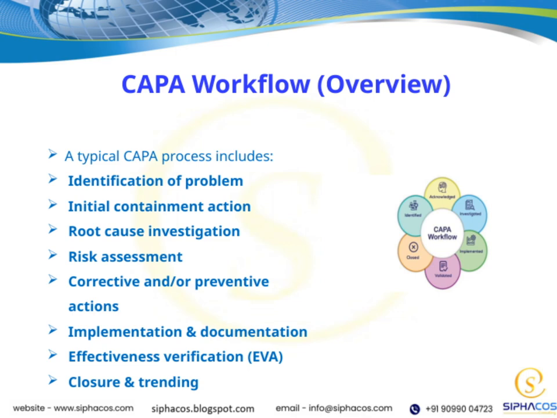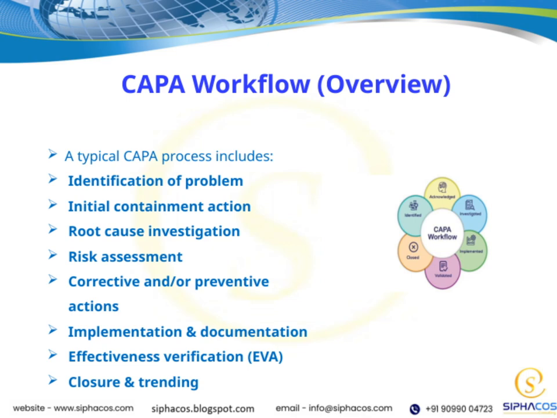It all starts with the identification of the problem. That's where we recognize an issue that needs attention. Next, we move on to the initial containment action, which is about immediately limiting the impact of the problem to prevent it from spreading or causing further issues. Once we've contained the problem, we conduct a root cause investigation to determine the underlying reason why the issue occurred. Following that, a risk assessment is performed to evaluate the potential impact and prioritize our corrective actions accordingly.